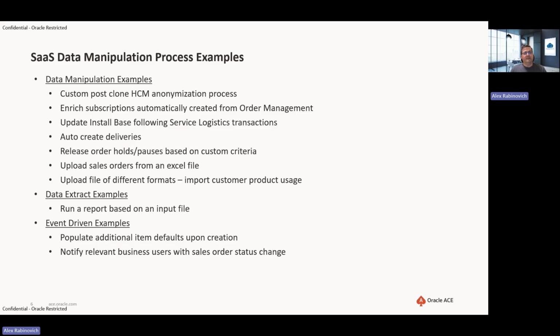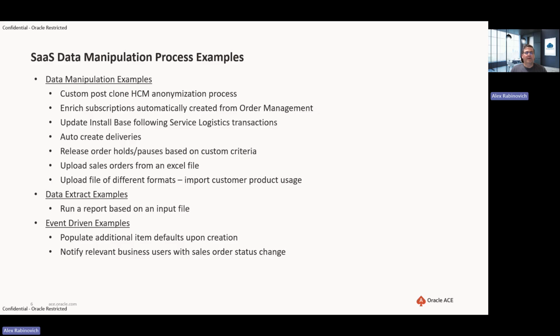One more example is uploading sales orders from an Excel file. For example, a user enters a screen, places a file into a SharePoint folder, or runs a process, and this process takes the file with 1, 2, 3,000 orders at the same time and loads it into Fusion.